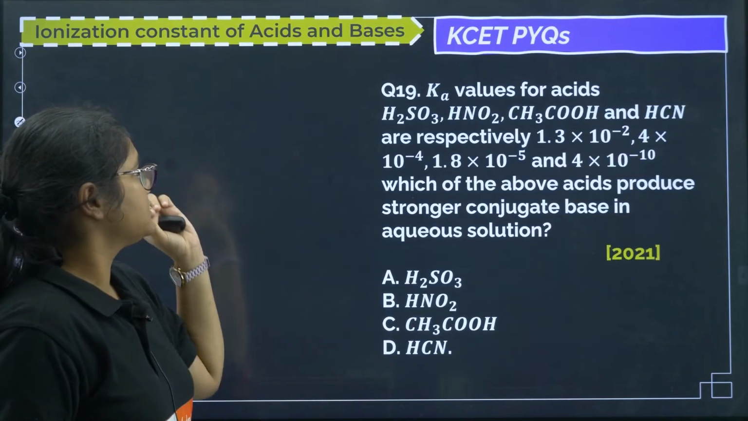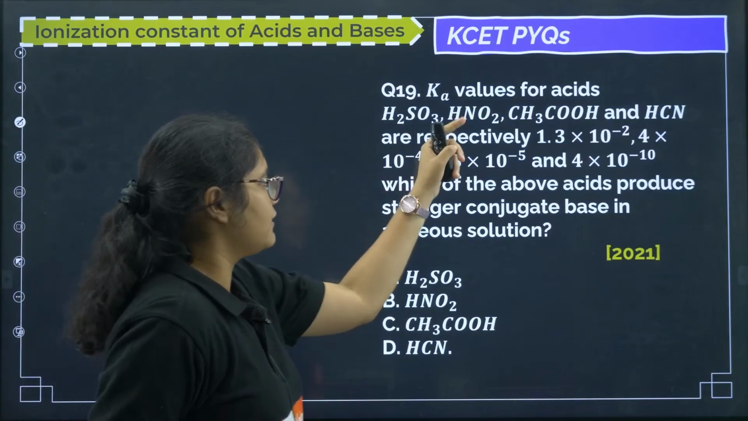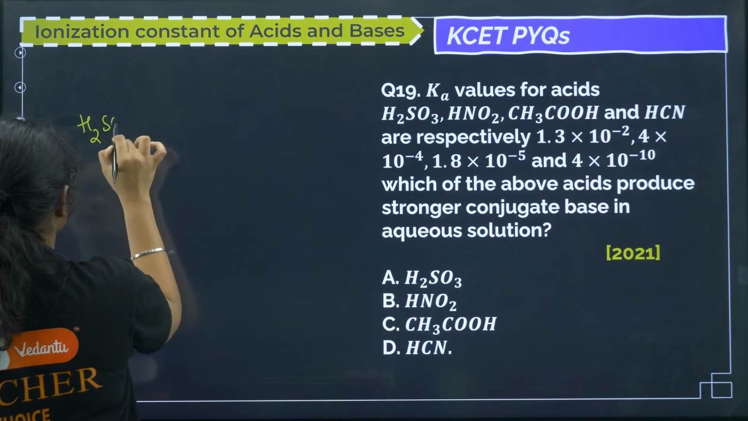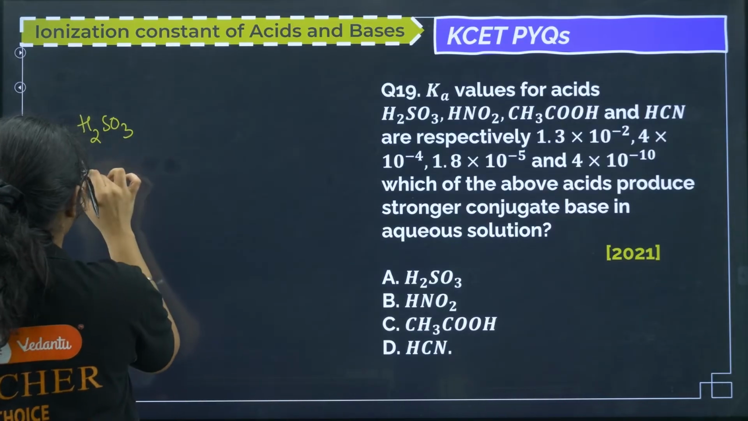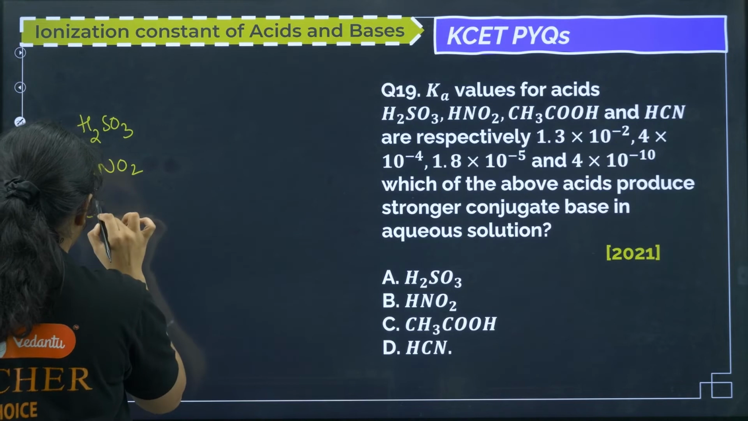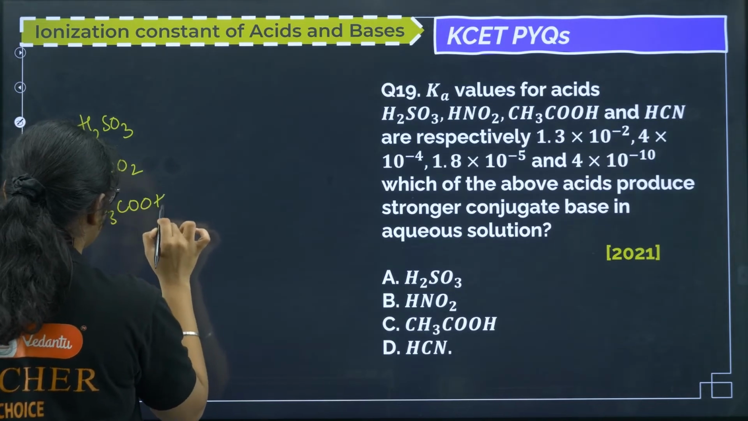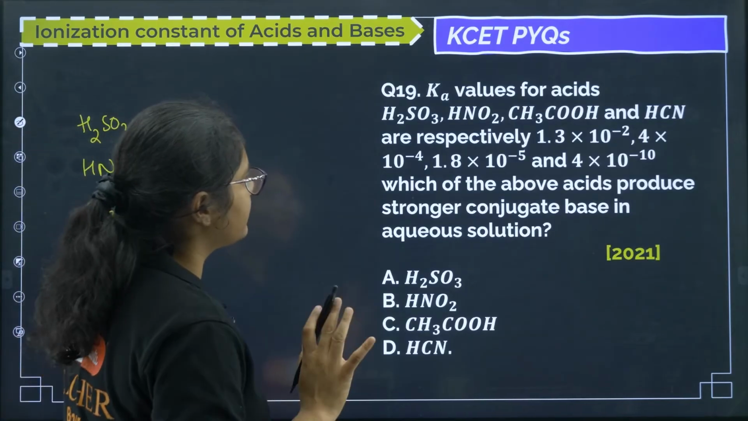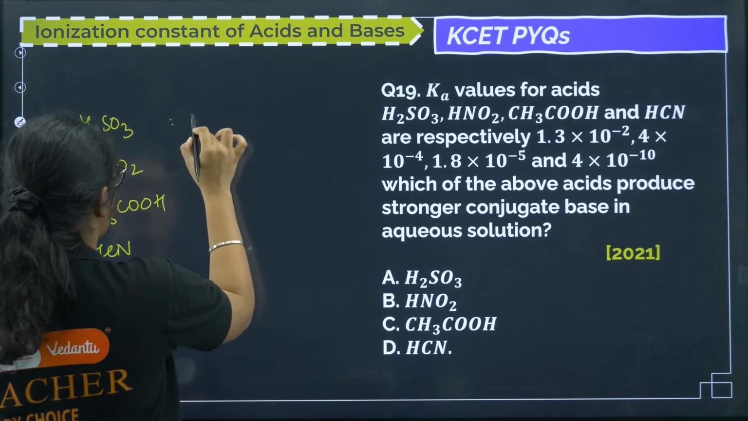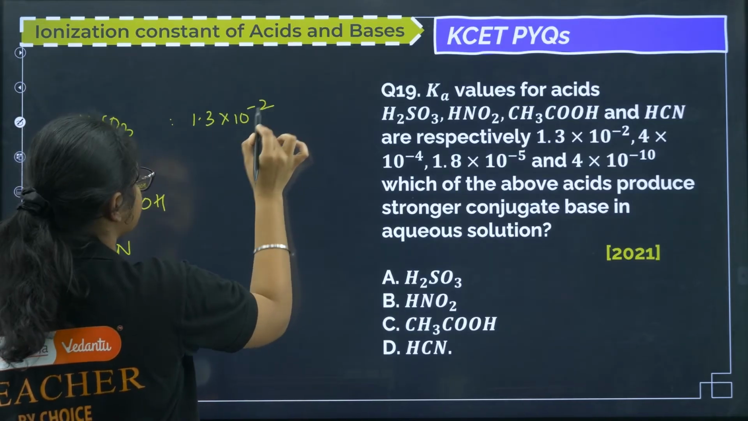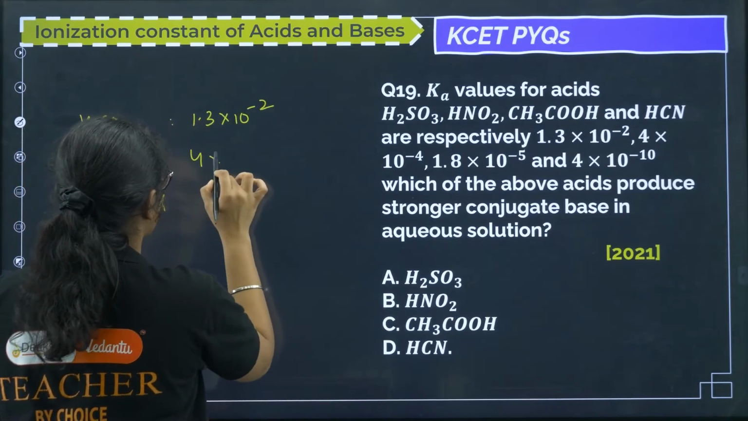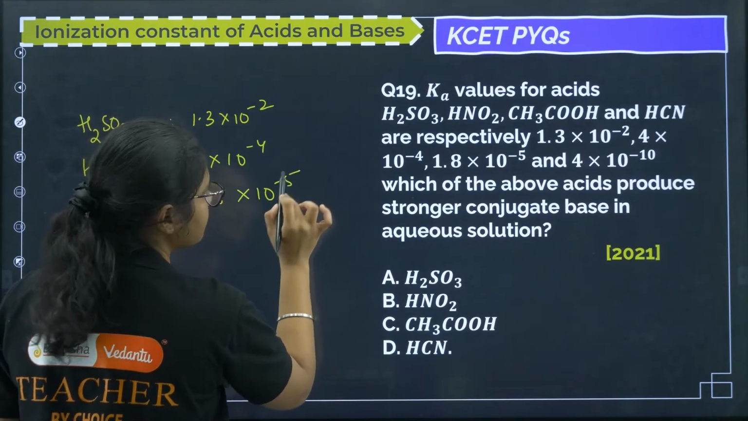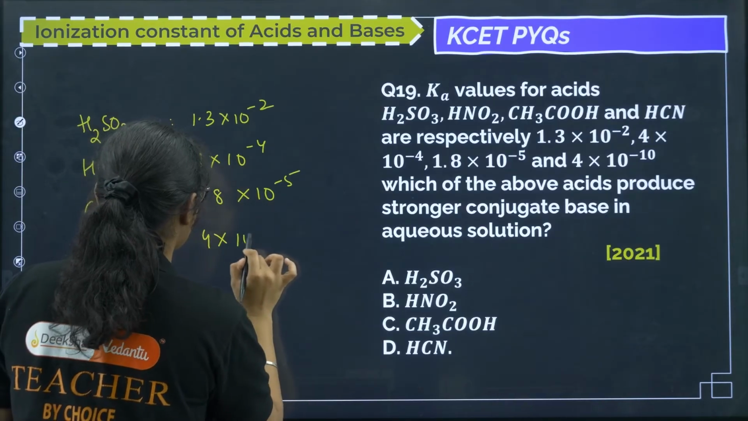Okay, next we'll go to ionization constants of acids and bases. So the Ka values for the acids are given to you: H2SO3, then you have HNO2, next we have CH3COOH, and then HCN. These are the different acids present, and we have 1.3 into 10 to the power of minus 2, then 4 into 10 to the power of minus 4, then you have 1.8 into 10 to the power of minus 5, and 4 into 10 to the power of minus 10.